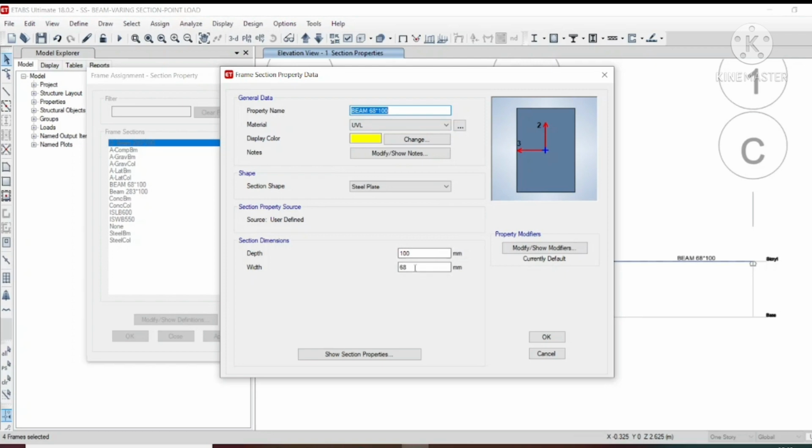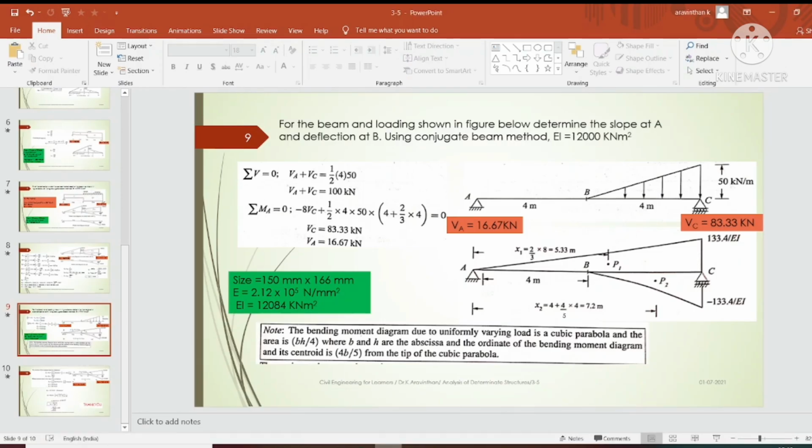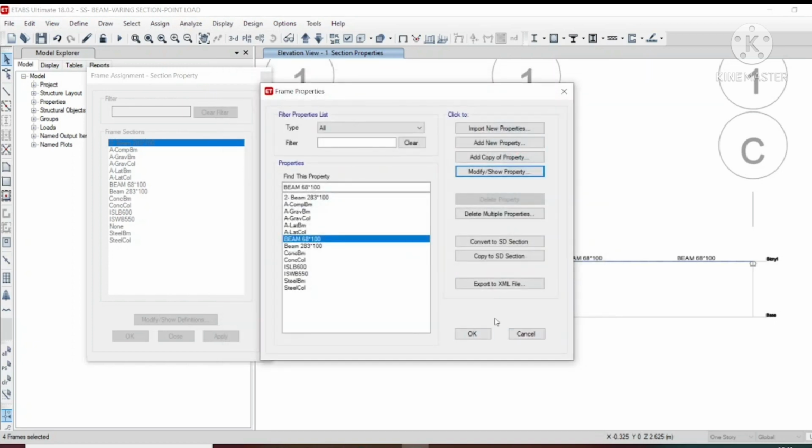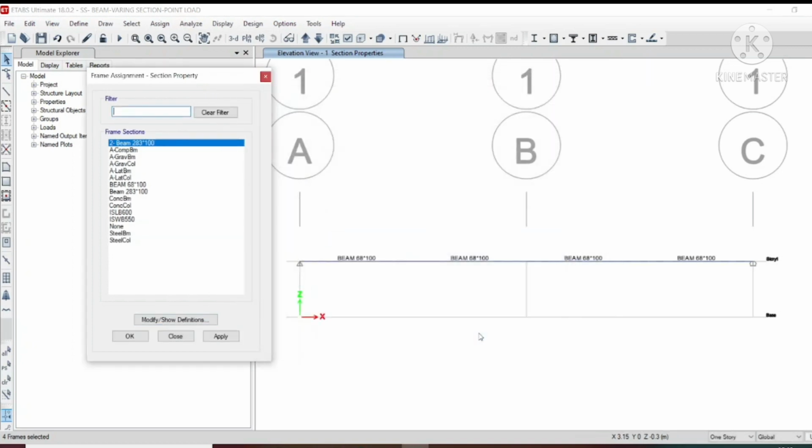and so here in moment of inertia, we will be taking 150 as breadth, 166 as depth. So 166, and this will be 150. So now our material property is being given here. And let us apply this property to the selected section. Yes, now we have applied this property.